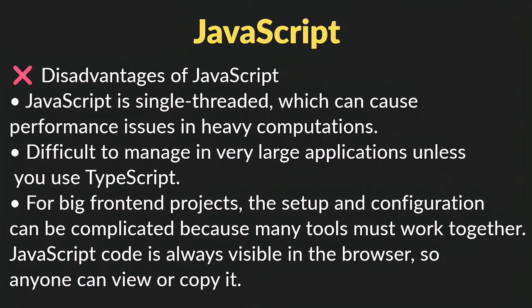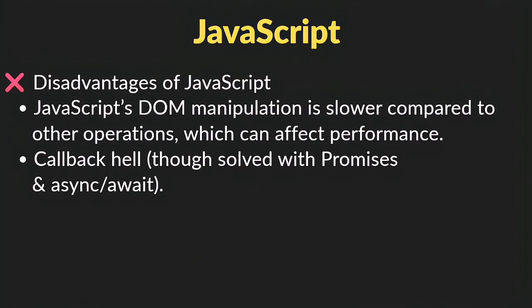JavaScript code is always visible in the browser, so anyone can copy and view it. In JavaScript, when you are doing DOM manipulation, your performance is very slow compared to other operations.